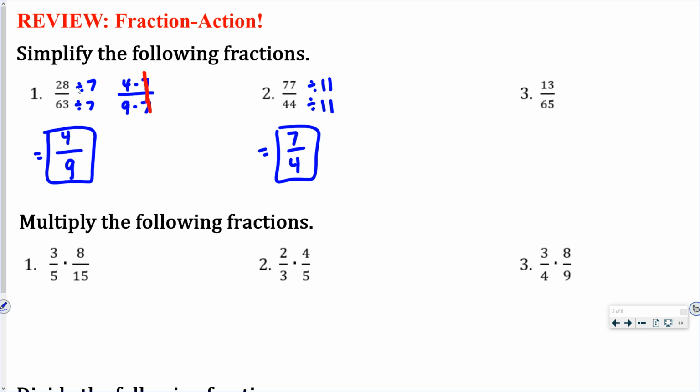13 and 65, GCF. There's one. Well, 13's prime, which means the only factors are 1 and 13. Does 13 go into 65? It does. Yeah. 65 divided by 13. Walker, what does our calculator say? Goes in there 5 times. 5 times 13 is 65. Okay.